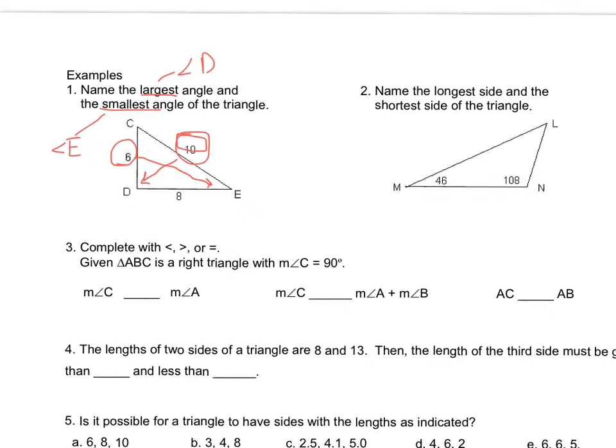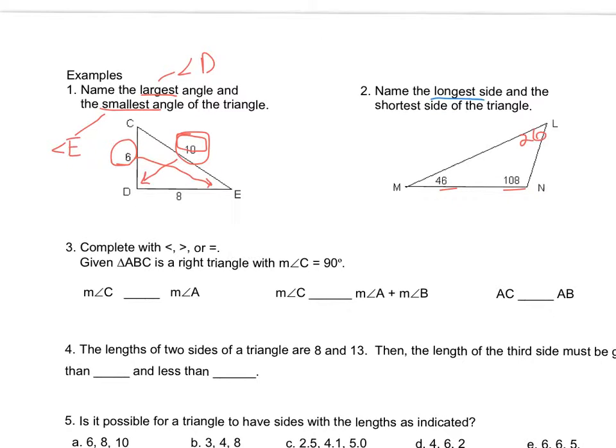For number 2, now of course we have to incorporate some actual calculation here. If we know that we have 46 and 108, we want to do a quick calculation to figure out the measure of angle L. If we add 46 and 108 and then subtract it from 180, we know that angle L is 26 degrees.